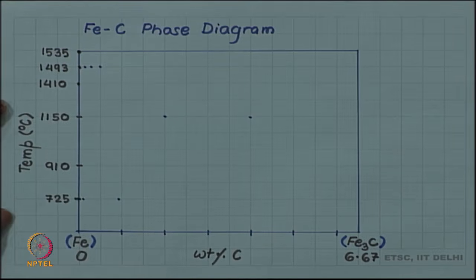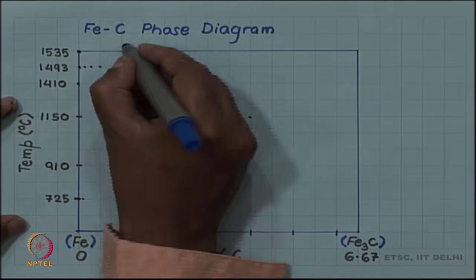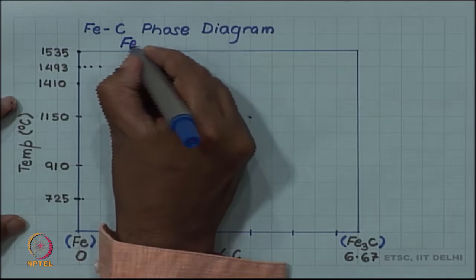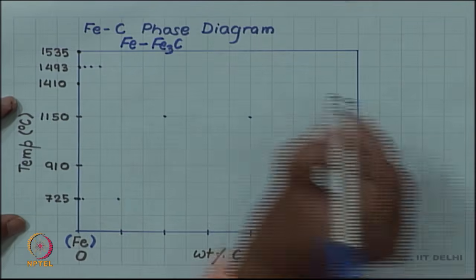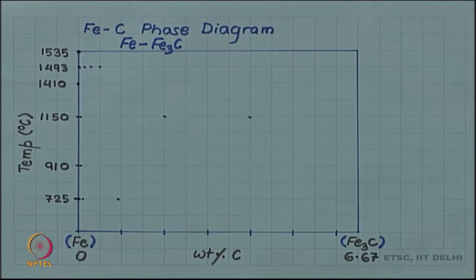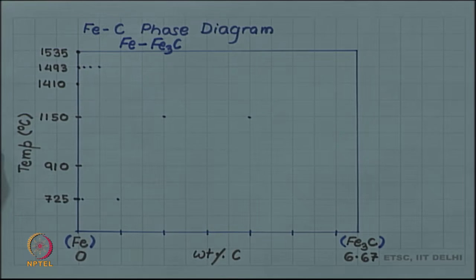Sometimes because of this, the iron carbon phase diagram is also called the Fe3C diagram. Iron carbide phase diagram is also sometimes used to indicate that we are ending at Fe3C.